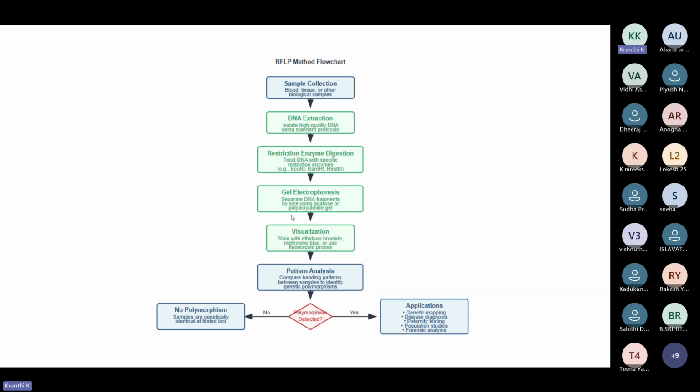Here, what we are doing is nothing but Southern blotting. The same technique, but here after doing the autoradiography, you are measuring the length of that DNA fragment, right? So here the same thing: sample collection, then DNA extraction, then use the restriction enzyme, then do the gel electrophoresis, and later you bind with the probes which already have the fluorescent dye. Later analyze the patterns based on the bands, right? If there is no polymorphism, then nothing will happen. If there is any polymorphism, then you assay what type of polymorphism it is.